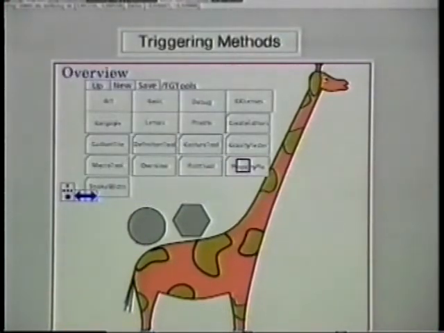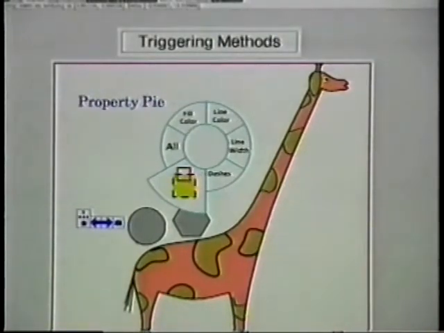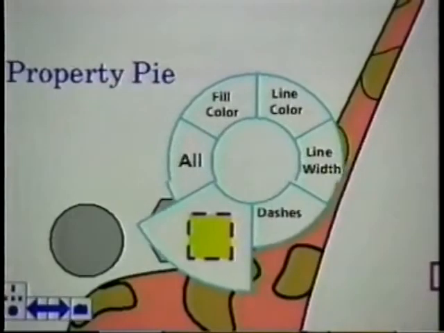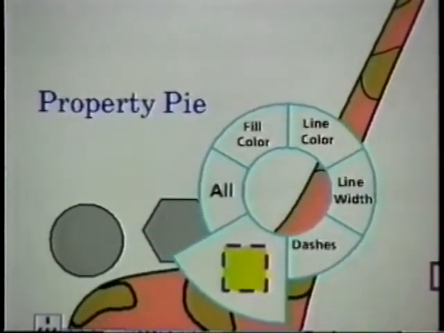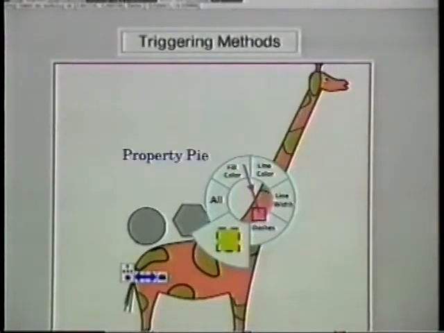This tool is used to pick up and apply graphical properties. The square in the lower left of the tool is a prototype, showing the graphical properties that are ready to be applied. The tool is triggered by drawing a stroke from one tool region to another. To apply the fill color of the prototype to the giraffe body, we press a mouse button on the region labeled fill color, move to the body, and release the mouse button.